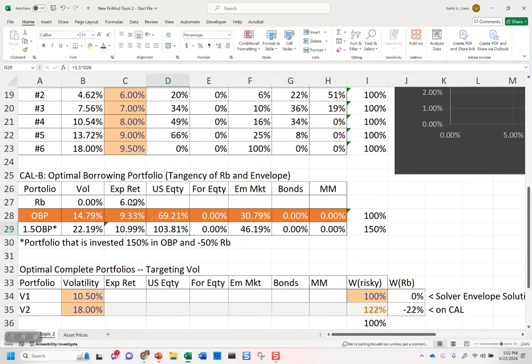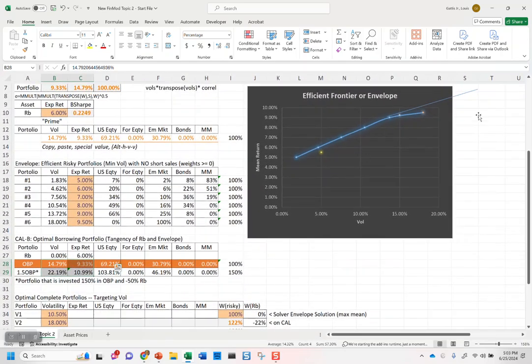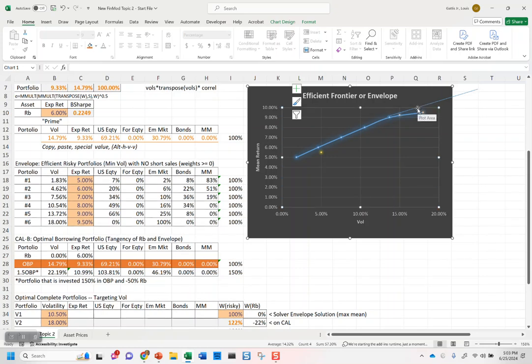So here's the example. If I had $100, I borrow $50 at 6%, and I can put 150% of my money then into these individual assets, in which my borrowing is 50% or negative 50%. So let me add these data points here to the graph at the same time. So here's how I add a line segment to an Excel graph. I'm going to get rid of the fake line I just put in.